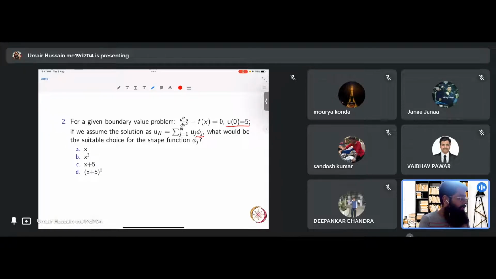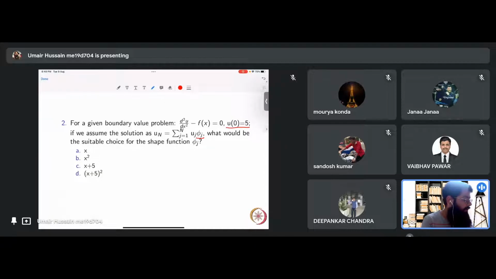But there's one more thing to it. The boundary condition here is that at x equals 0, you should get u equals 5. So whatever the choice of function would be, when x equals 0, you should get u equals 5. So I guess the first option won't be able to fit with this. The second also won't fit with this, and the only one that can do this is C.